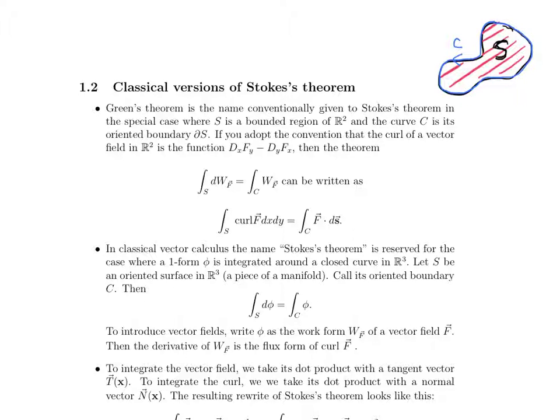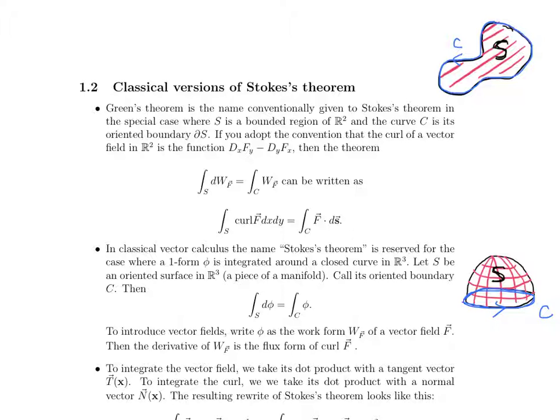In classical vector calculus, the name Stokes' theorem is specifically given to the case where a one-form phi is integrated around a closed curve in R3. So let's take a look at that. We are given that we have S, which is an oriented surface, and C is the boundary curve. I usually draw this using a hemisphere. A setup would be one like so. Imagine C being the equator and S being the northern hemisphere.